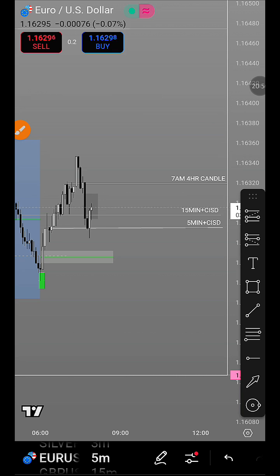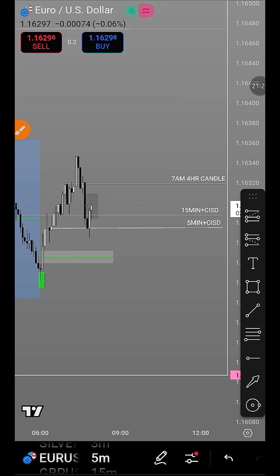And also not to mention, it's the first time that price has retraced after it made its 15-minute change in state, right? And what do 4-hour candles do often? They can either reverse or they can continue by rebalancing inefficiencies, right? So you can see the 4-hour 7 a.m. candle opened on top, and then it basically traded lower, quite possibly to create a swing point at this 15-minute change in state of delivery area, right?